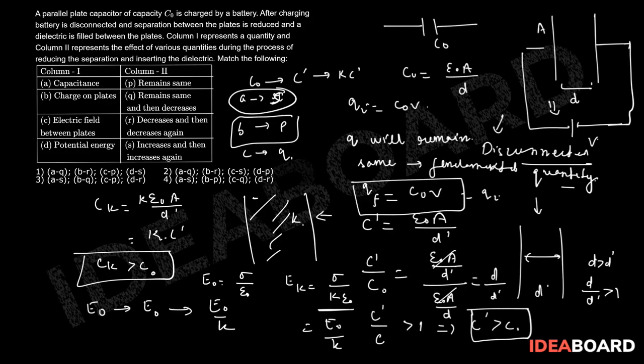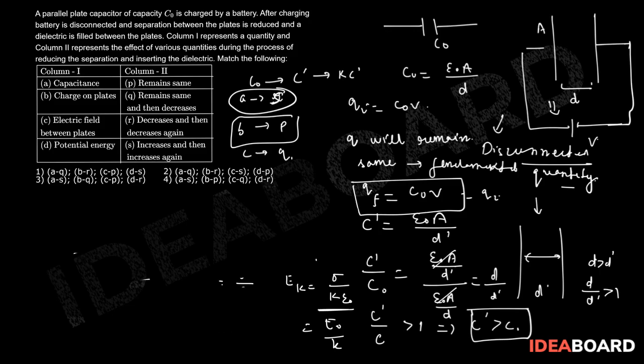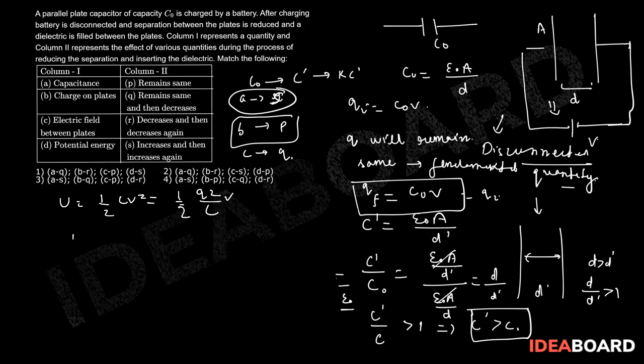Perfect. So remains the same and then decreases. Now moving ahead to the potential energy. The potential energy formula is half CV square, or the same formula we can apply as half Q square by C. Why am I using this? Because charge is the same. So that means I can write here U is proportional to 1 upon C. Now I am taking the case when distance was changing from D to D dash, and of course D dash is less than D, and we figured out that C dash is greater than C.